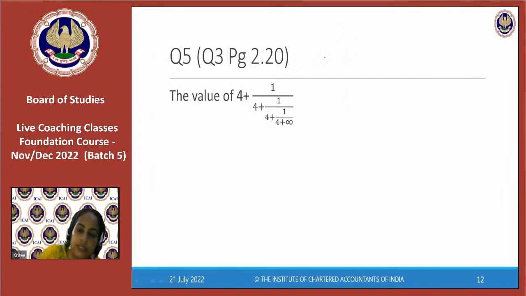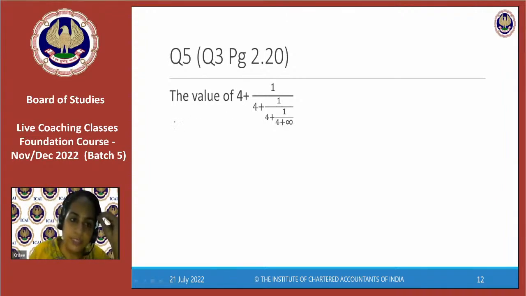Another one, these are all taken from your book. In fact, the earlier ones also. I have started this practice of taking more of the questions from the study material so that you will not face much of a problem by the end of the session. But we also have to give some variety, so I'm giving some different questions and some of the same kind. This was question number 3 on page number 2.20.